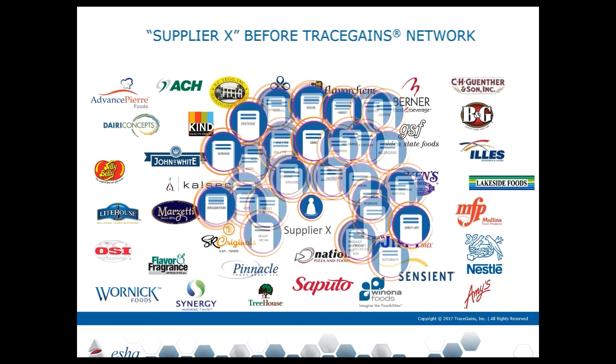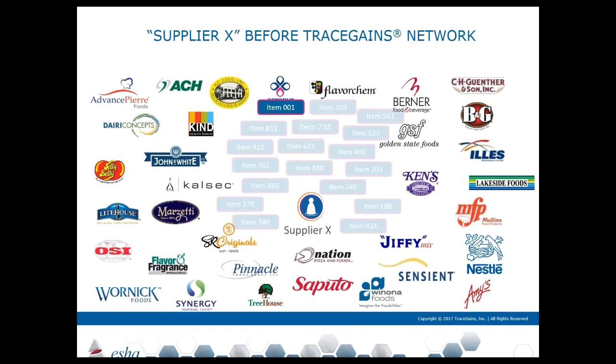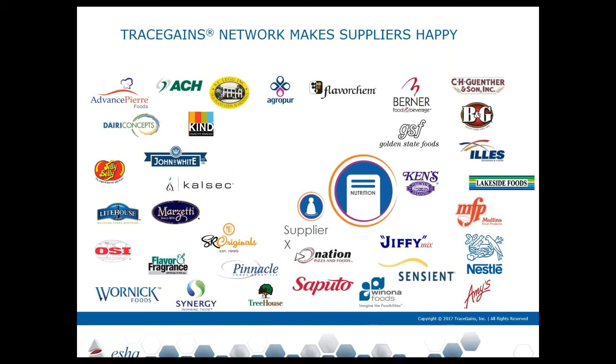But it's much worse than that, because that's if the supplier was only selling one item or one ingredient to all these companies. And typically suppliers are not. They're supplying dozens or even hundreds of items. So now we're into the thousands of difficult events having to send information between suppliers and customers.